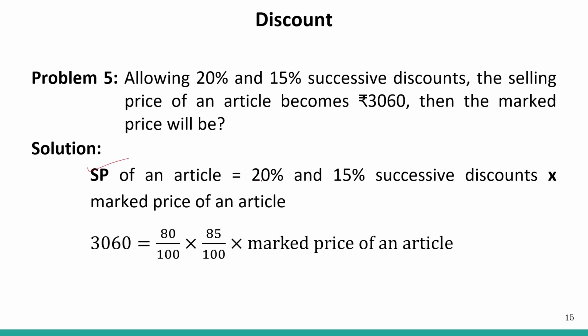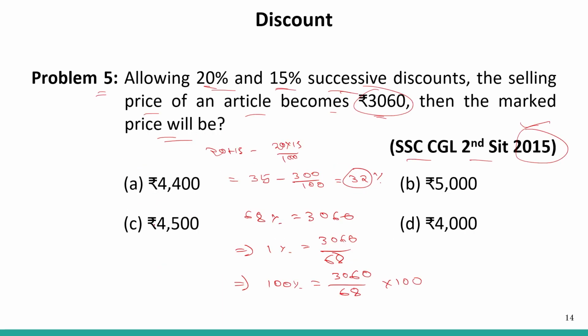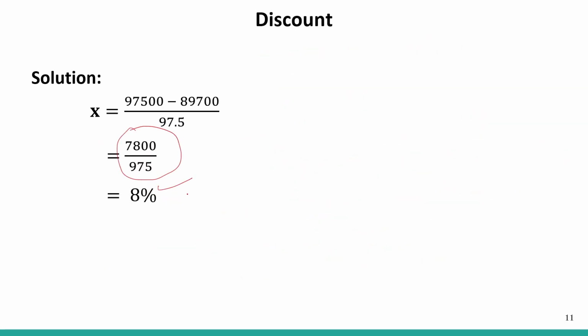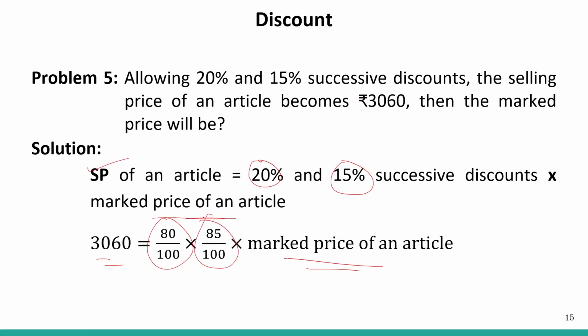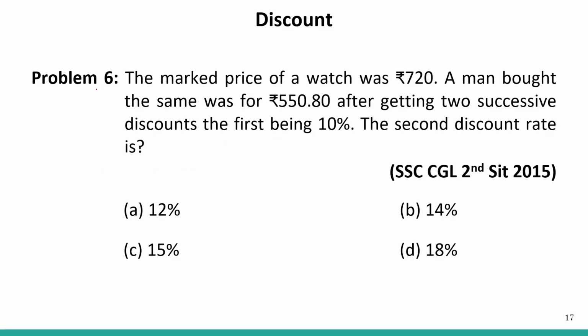The selling price of the article is the 20% and 15% successive discounts applied on the mark price of that article. So 3060 is equal to 80 by 100 into 85 by 100 into the mark price. So it will be 3060 into 100 into 100 by 80 into 85. Actually there is a slight mistake here. Cancelling a 0 from here and here, what we are left with is 4500. Okay, let's see problem number 6.